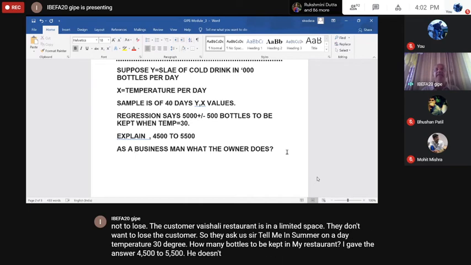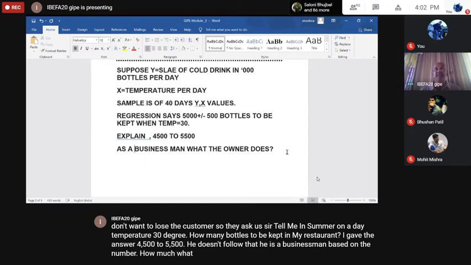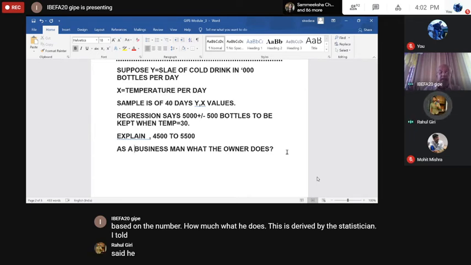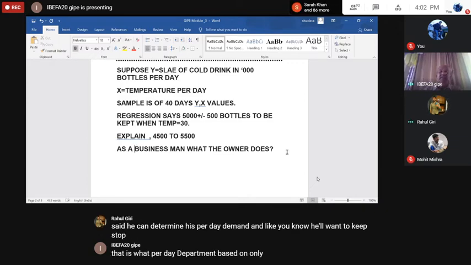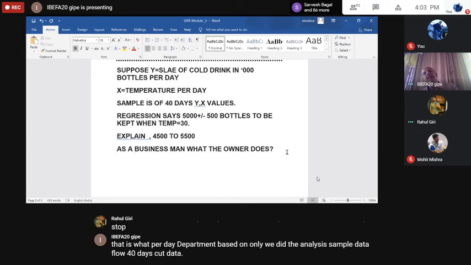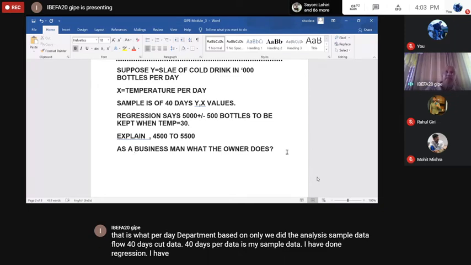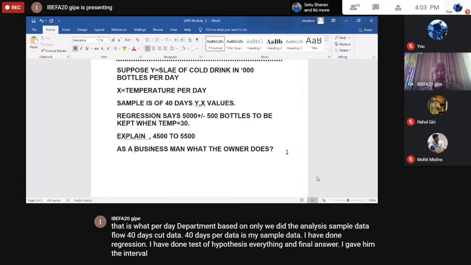He doesn't follow that. He is a businessman. Based on the number, what does he do? This is derived by the statistician, so he can determine his per day demand and decide what to keep. That per day demand is based only on the analysis of sample data. Dekh lo, 40 days ka data is my sample data. I have done regression, I have done test of hypothesis, everything, and the final answer I gave him is the interval 4,500 to 5,500.